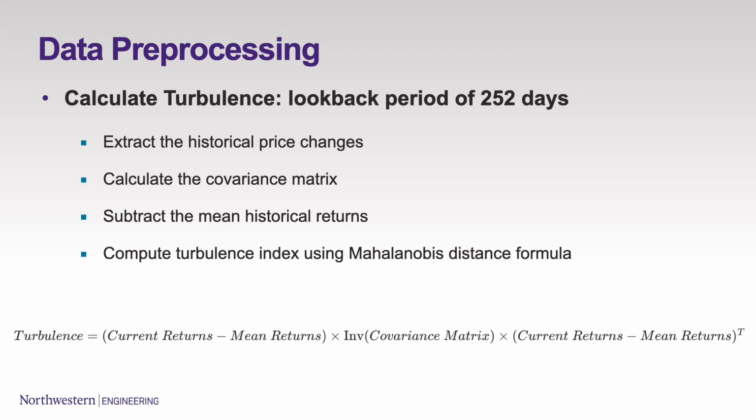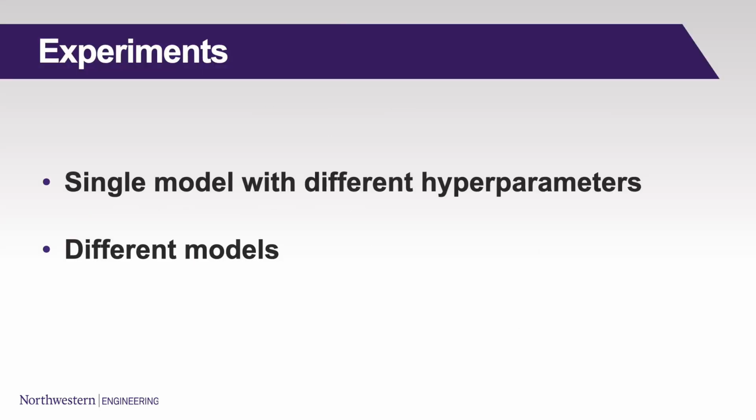We define a look-back period of 252 days, roughly one trading year, to establish a historical context for our calculations. For each day beyond this look-back period, we extract the historical price changes for the preceding 252 days. Then, we calculate the covariance matrix of these historical price changes to understand how stock returns move relative to each other during this period. Next, we subtract the mean historical returns from the returns on the current day to standardize them. Finally, if the covariance matrix is invertible and the dimensions align, we compute the turbulence index using the Mahalanobis distance formula.